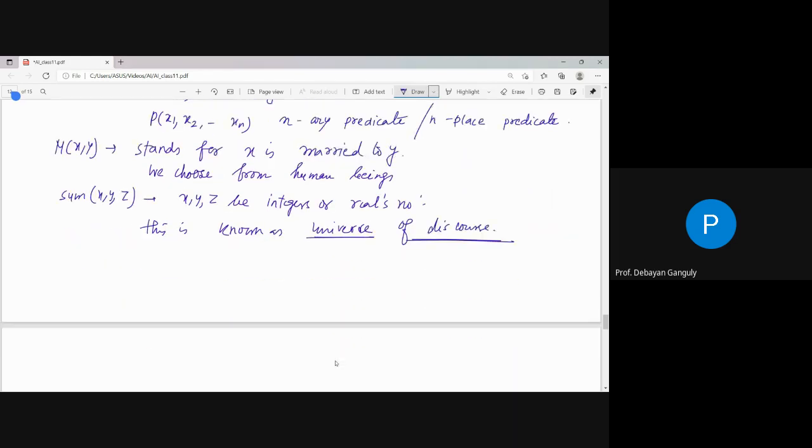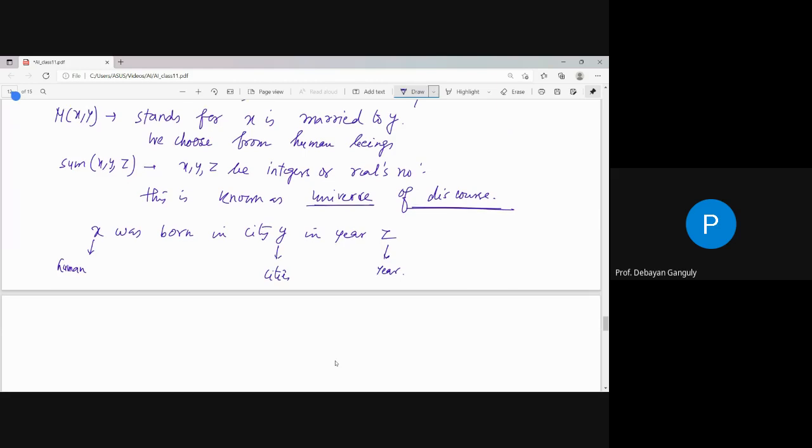So that is also an important thing, like you can say x was born in city y in, say, year z. What is x? That means the universe of discourse is human beings. What is city? This is cities. What is this? This is year. So these are three different universes of discourse. So that means any predicate.